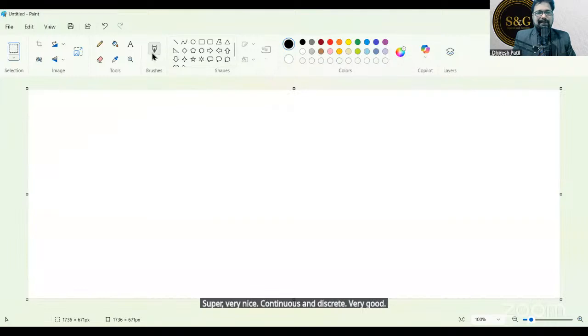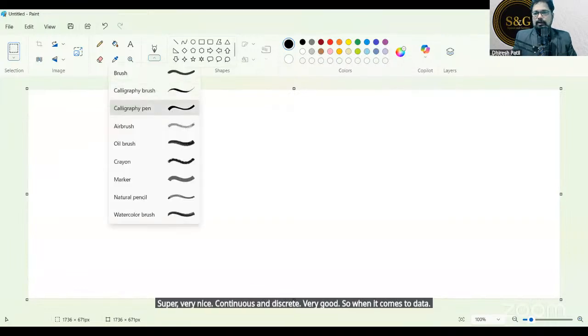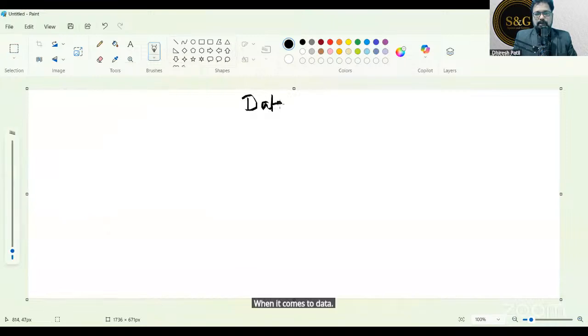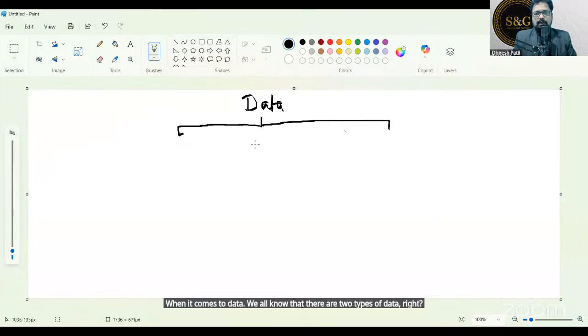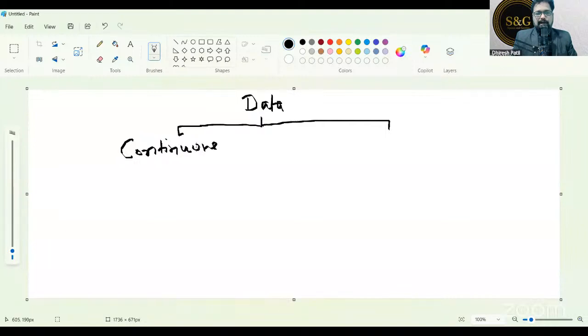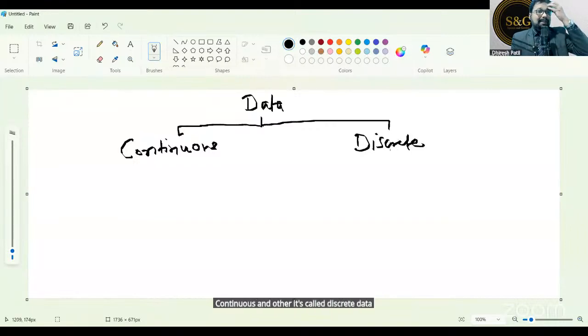So when it comes to data, we all know that there are two types of data, right? One is called continuous data, and the other is called discrete data, right? Now, continuous meaning the data which can be measured on a continuous scale. The data which can be measured.